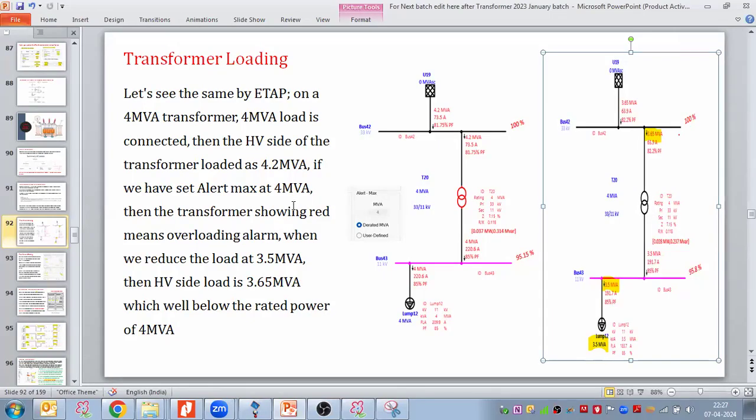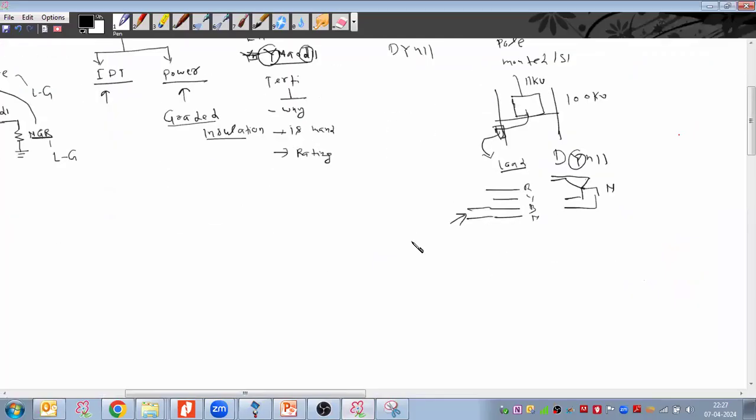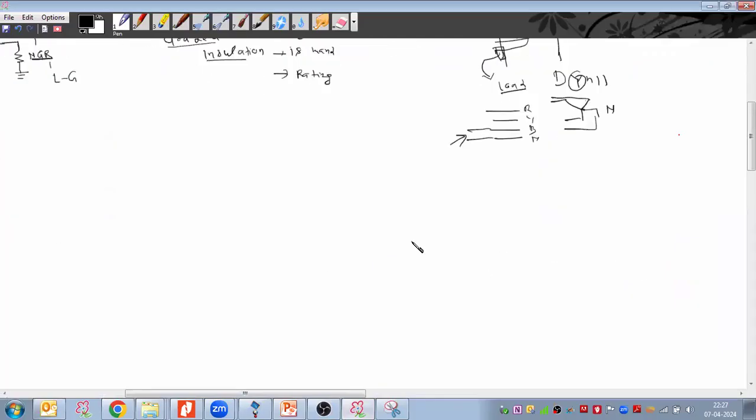Am I clear? What is the concept that we established in the case of the transformer and motor? In the case of the transformer, if I say a 4 MVA transformer, this 4 MVA is the HV rating and 4 MVA is the LV rating as well. What is changing is only the voltage, right?